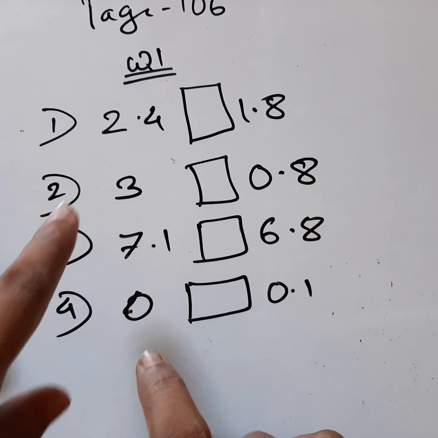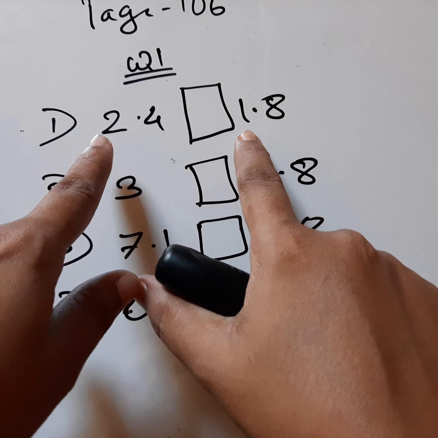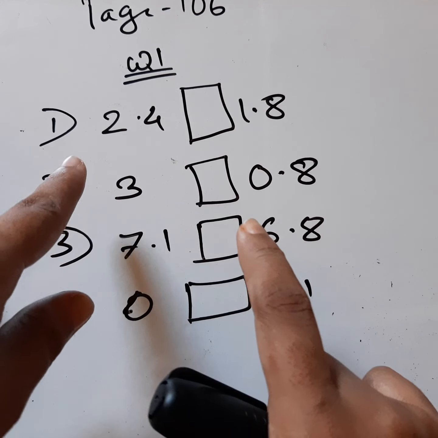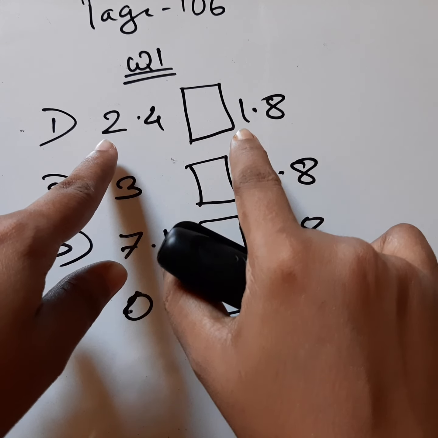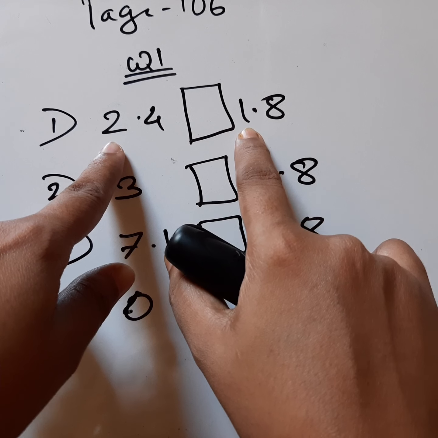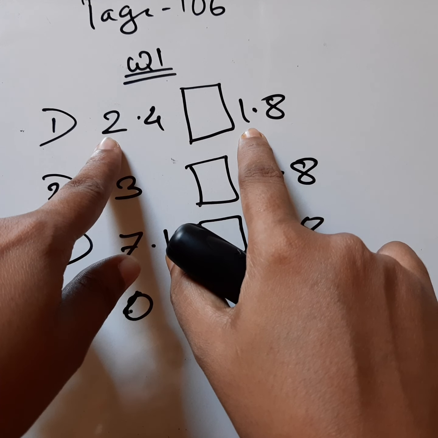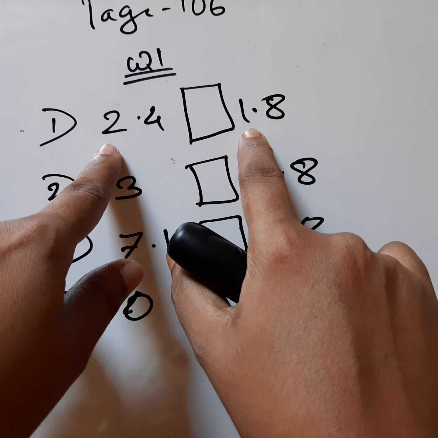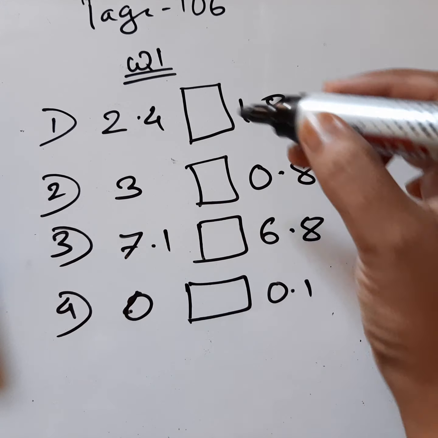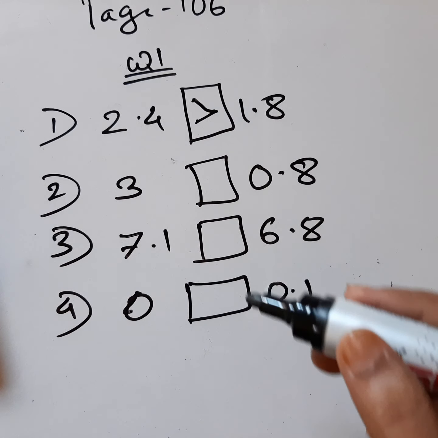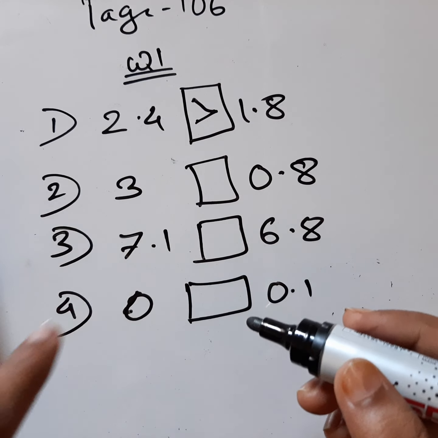Let's see. At first we are going to compare the integers, the first part of the decimal. Okay, let's count that one. That one is 2 and that one is 1. So the 2 is actually bigger than 1, so we are going to give 2 points, and 1 is 1 point. Just add them, right? It's a little bit crooked, don't worry about it.